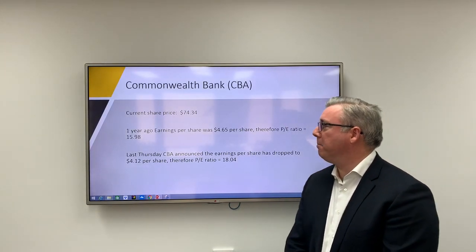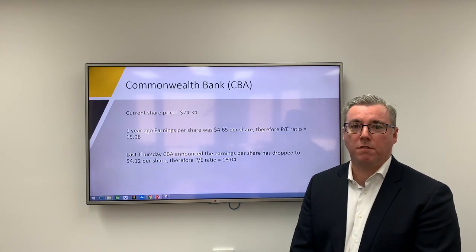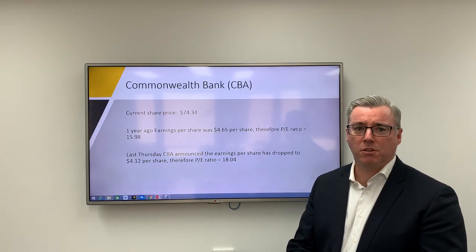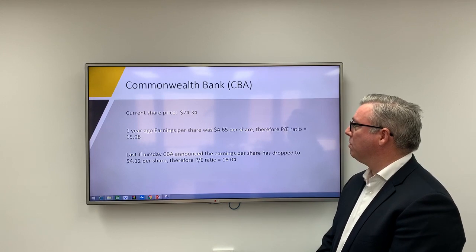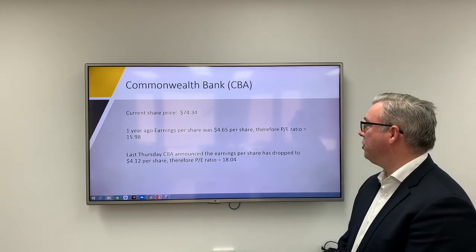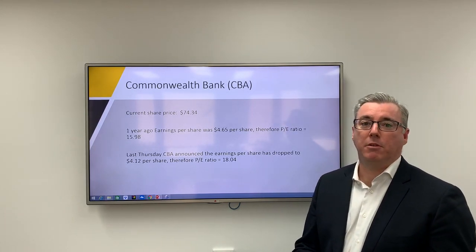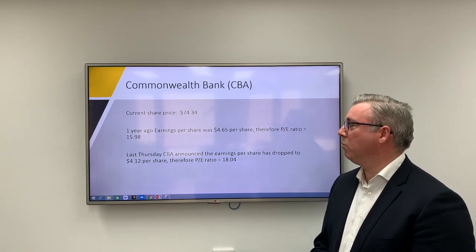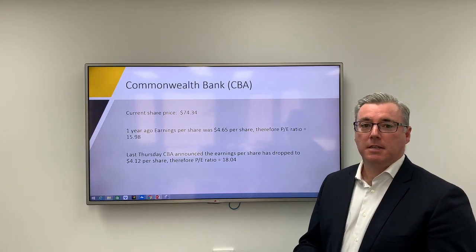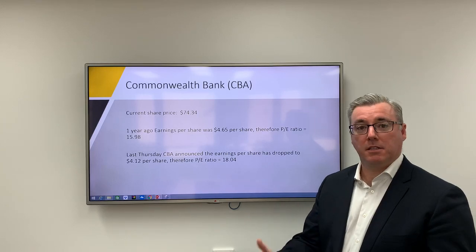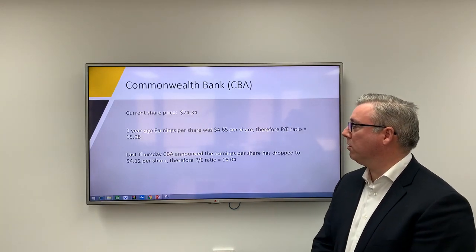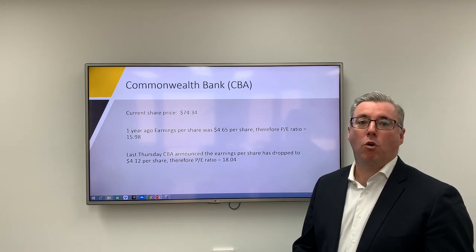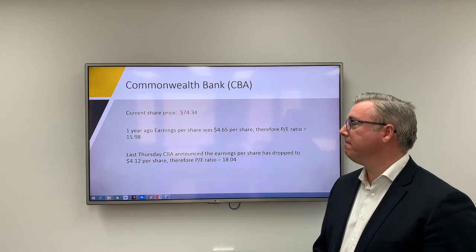So currently the share price of Commonwealth Bank is $74.34. This time last year it was $75, so very similar. One year ago, the earnings per share was $4.65 per share, and therefore the PE ratio of Commonwealth Bank was 15.98. Now, because the net profit has gone down and the same amount of shares are on the market, the earnings per share has dropped to $4.12 per share, and therefore the PE ratio has gone up to 18.04.